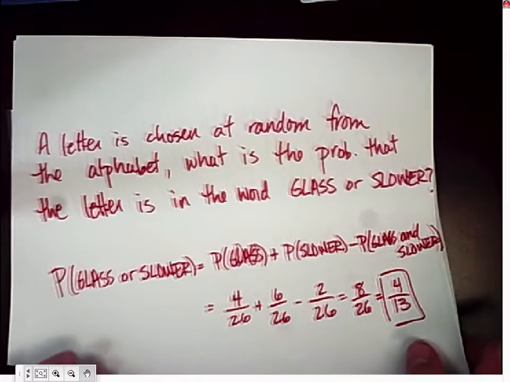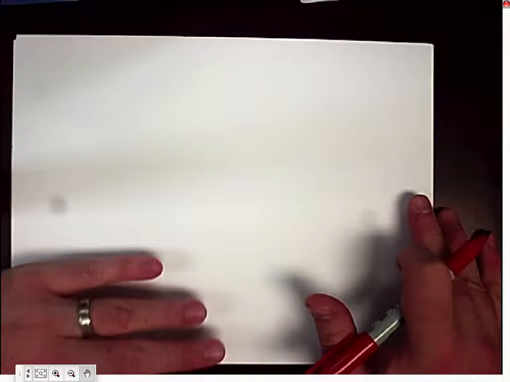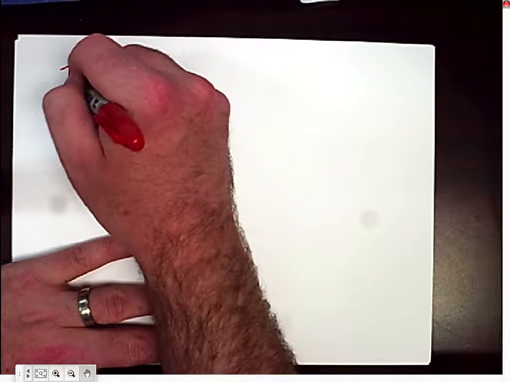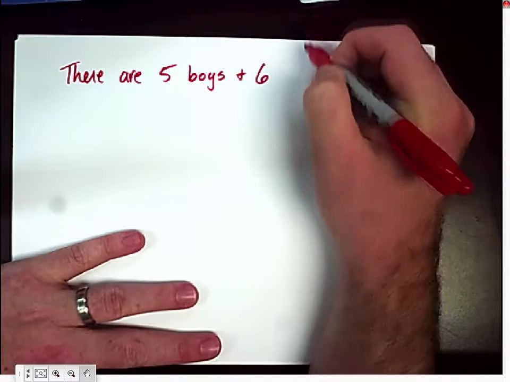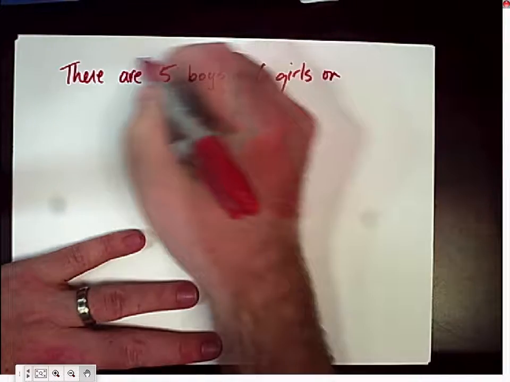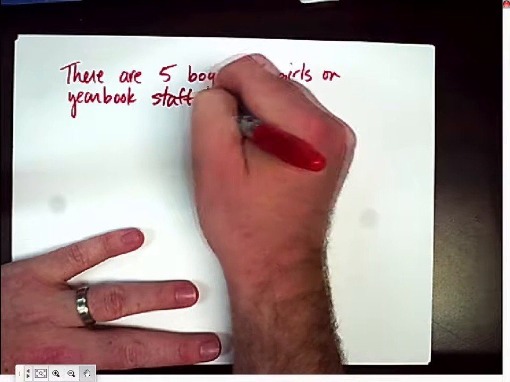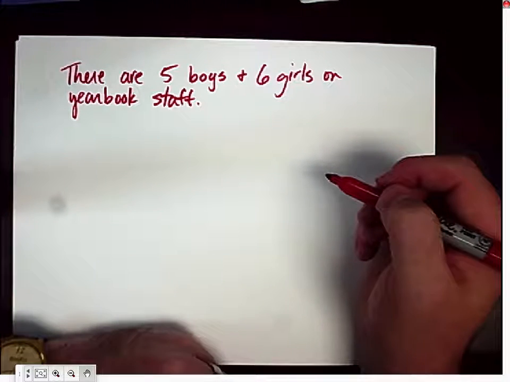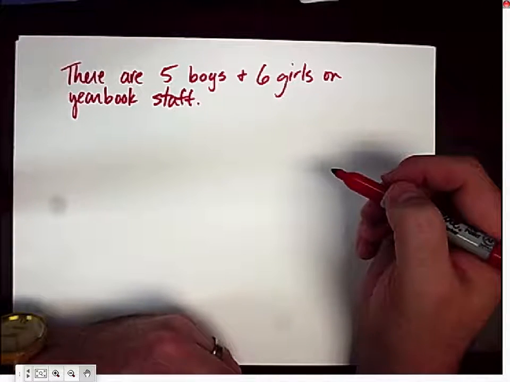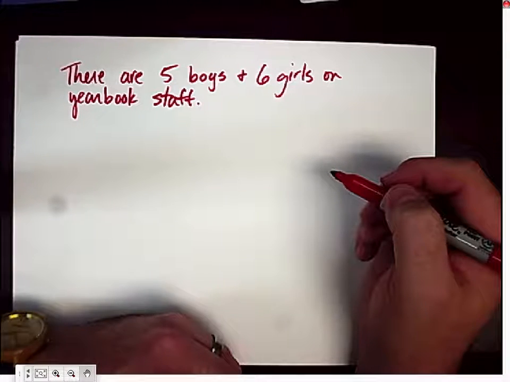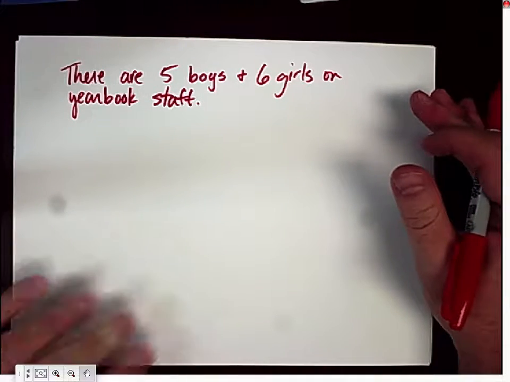So here's a tough one. But I believe in you. All right. There are 5 boys and 6 girls on yearbook staff. A committee of 5 people is being selected at random to design the front cover. What is the probability that it will be at least 3 boys?